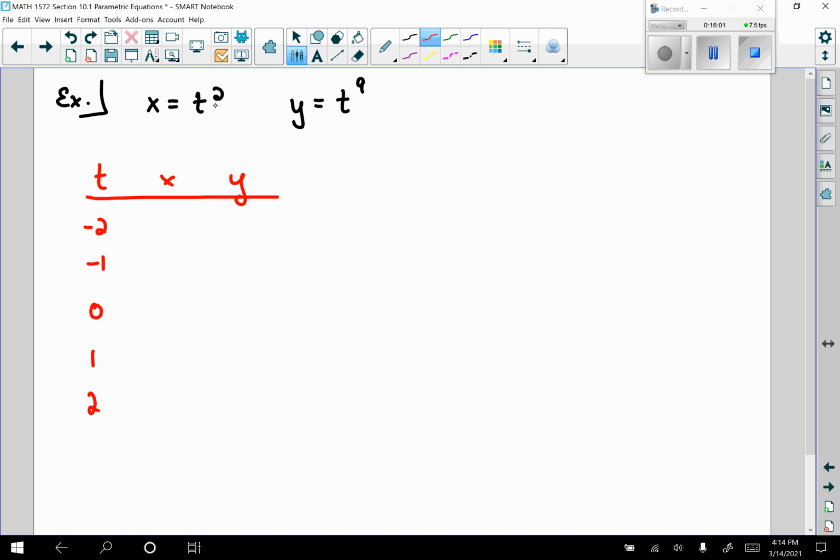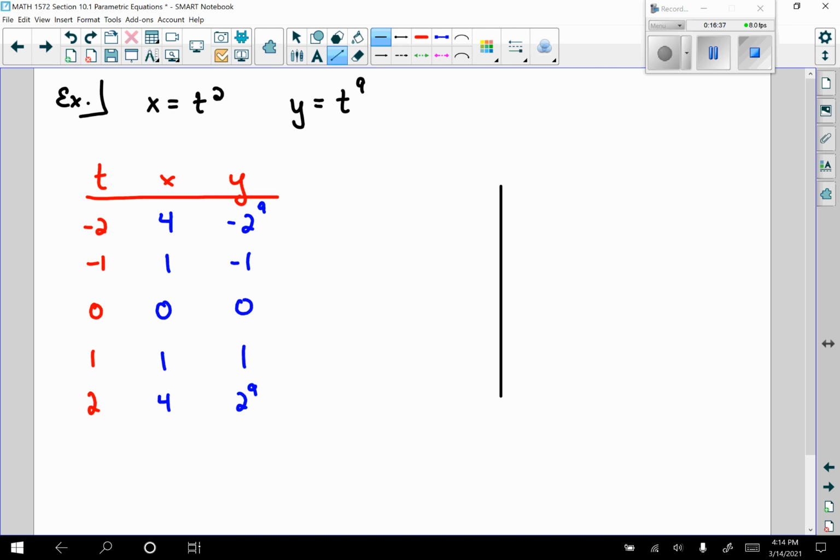Now x is nice because it's only t squared, but y is t to the 9th. So x, when t is -2, is going to be +4. And then this is going to become the opposite of 2 to the 9th, because we're raising a negative to an odd power. When t is -1, we're going to get a 1 and a -1. When t is 0, we're going to get both 0. When t is 1, we're going to get 1 and 1. And then when t is 2, we're going to get a 4, and then we're going to get 2 to the 9th. So clearly we're not going to graph the 2 to the 9th here. Let's go ahead and make a coordinate plane.